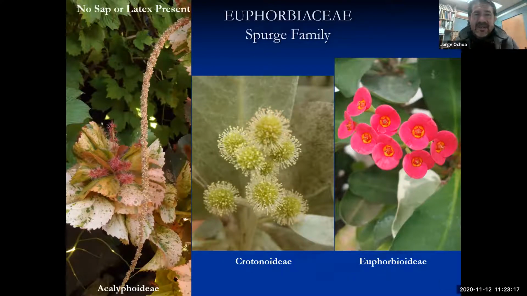We're going to find that there's not going to be any sap. So if you break the stems, there's not going to be a white latex. We'll find that in some of the other subfamilies. The latex may be present or maybe lacking, but it's not going to be consistent across every single member. So if you break the stem, most likely you're not going to see it drip or bleed a lot.